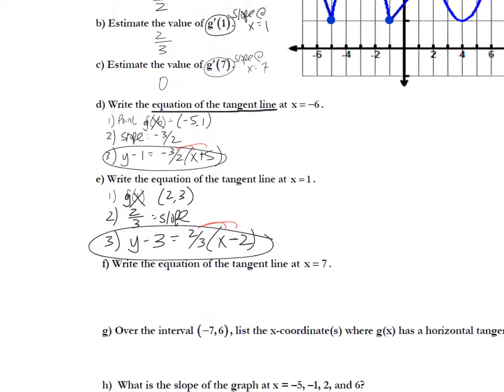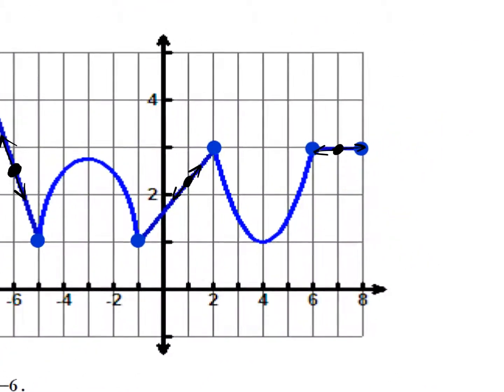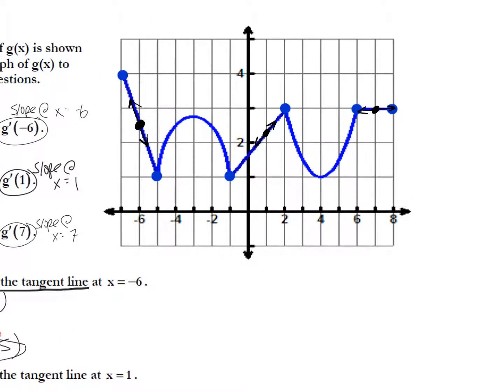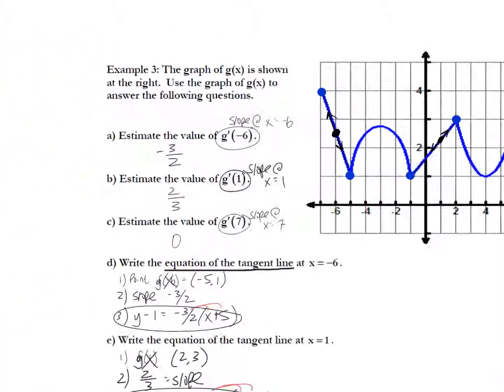All right, you guys, so next part, write the equation of the tangent line at x equals 7. So if you remember over here at x equals 7, remember how our line was flat there? That meant 0 slope. And so that's the slope that I'm going to use. And I can use the point 7, 3. It's obvious that that is a point on the grid, so I don't have to use this one or this one, although I could. I'm just going to use the point at 7, which is 7, 3.